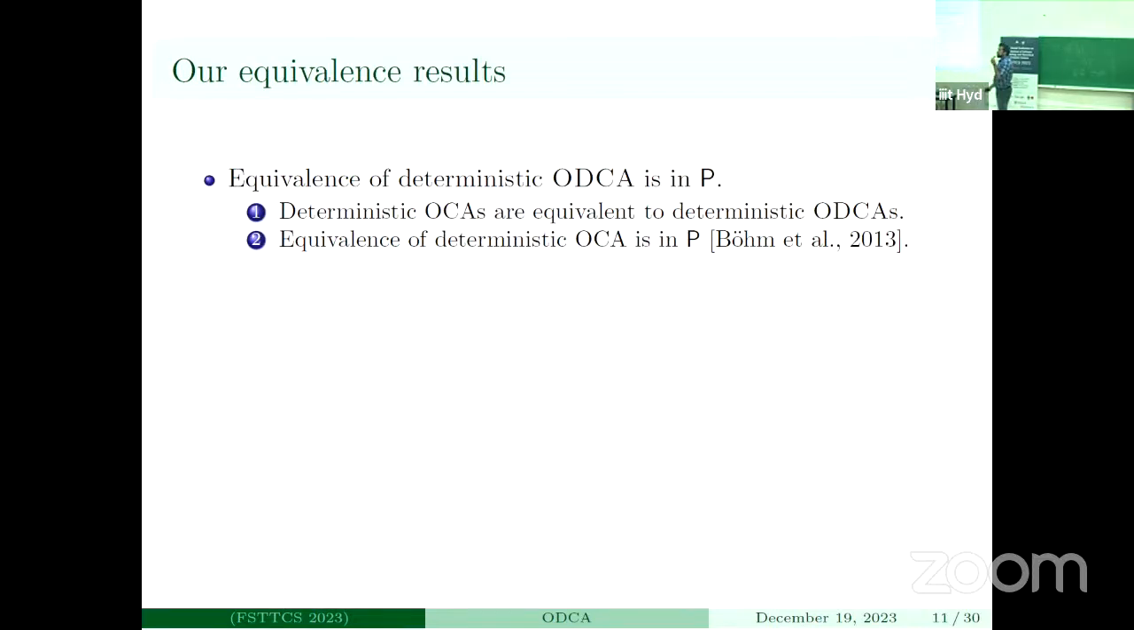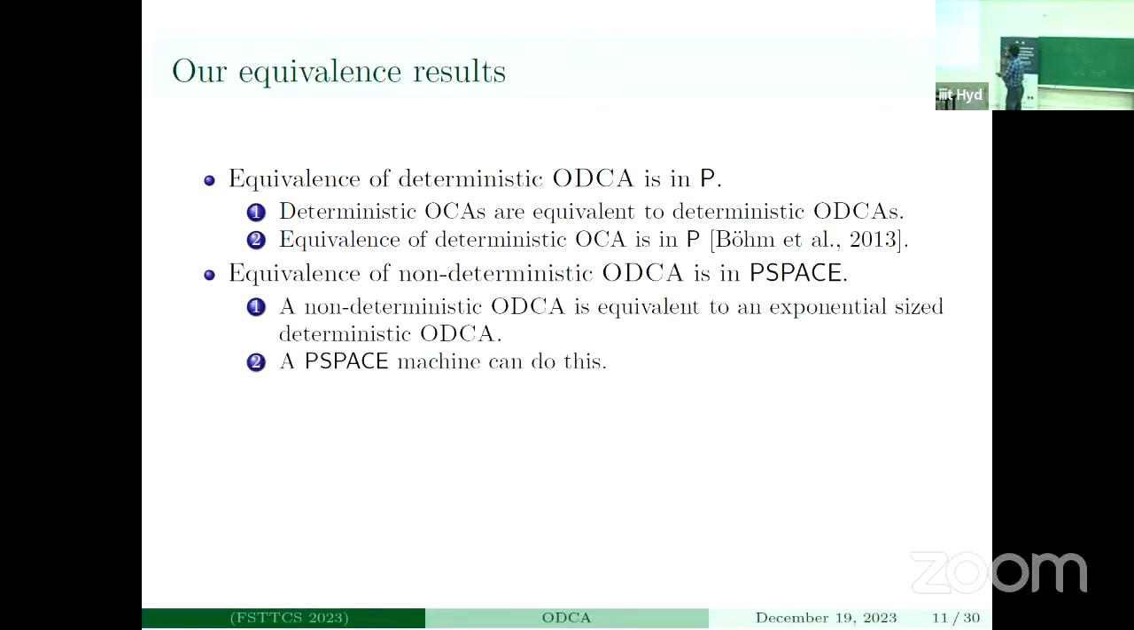So these are the equivalence results that we have. The first one is that equivalence of deterministic ODCAs is in P. A deterministic ODCA is an ODCA where the transitions of your finite state machine are deterministic. For these kinds of machines, the equivalence is in P. Deterministic ODCAs are actually equivalent to deterministic OCAs, and from the equivalence results of Böhm, Göller and Jančar for deterministic OCA, you get that the equivalence is in P.